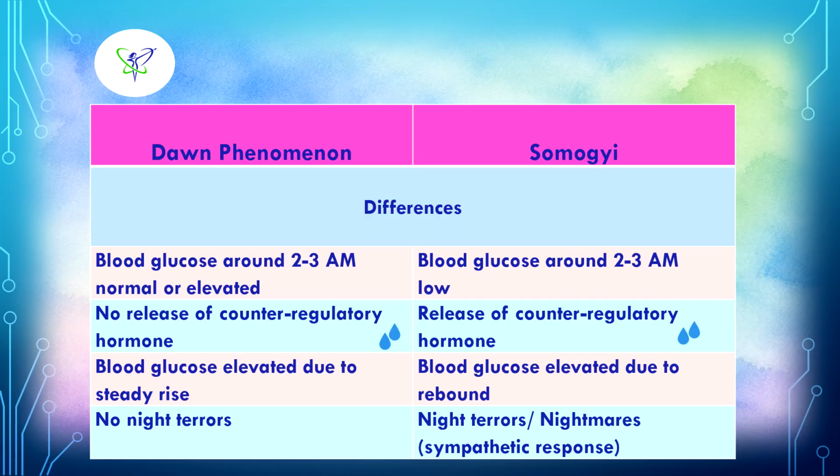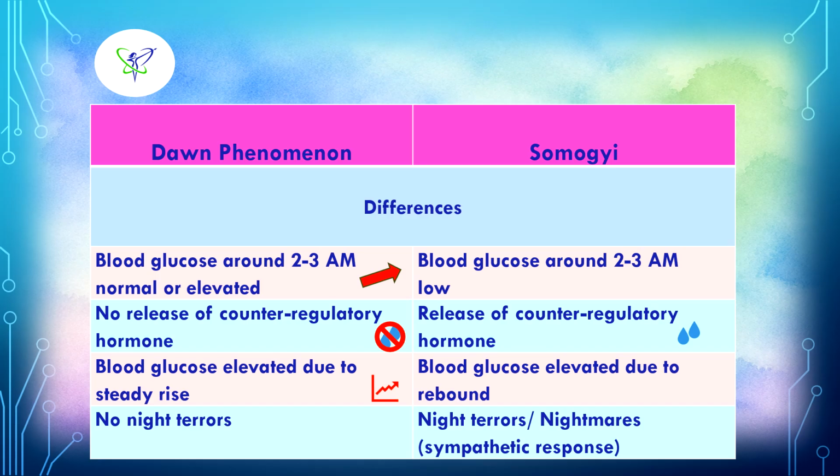There are some differences between Somogyi and dawn phenomenon. With dawn phenomenon, the blood glucose around 2 or 3 a.m. is normal or elevated. There is no release of counterregulatory hormones. The blood glucose elevation in the morning is due to that steady rise throughout the night.